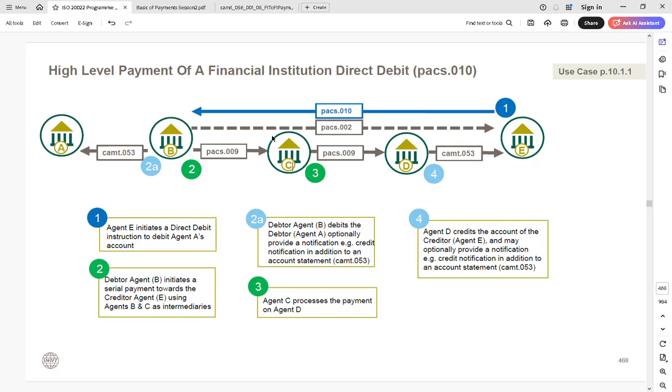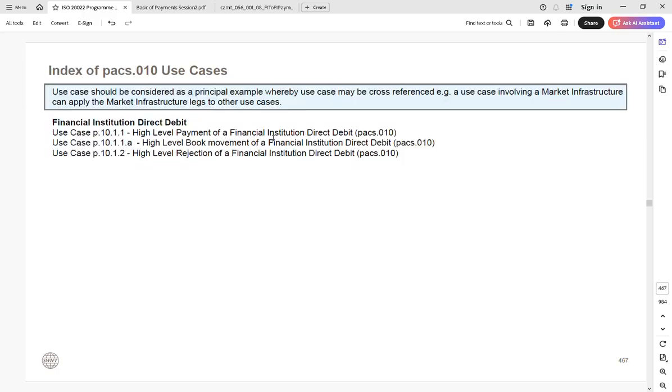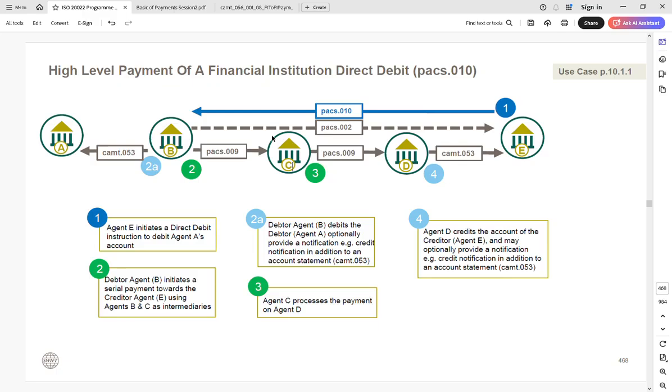Okay, so here there are 3 examples mentioned, maybe one is negative, but the simple one is the high level payment of finance insurance direct debit PACS.010 message. Now if you see, agent E here, A, B, C, D and E. So C, D and E, the third bank. Okay, so the debtor agent is your A bank, and your creditor is your E bank here. And between that there are 3 intermediaries, B, C and D.